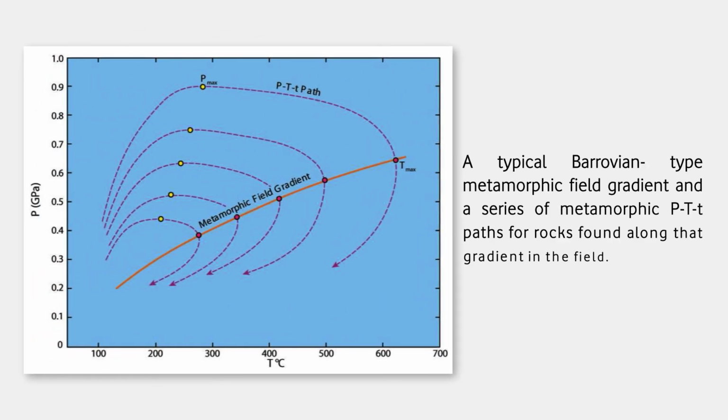Here again is the diagram. I am showing a typical Barrovian type metamorphic field gradient and a series of metamorphic PTT paths for rocks found along that gradient in the field. The temperature is shown on the abscissa and pressure on the ordinate. On my left hand side, the dashed contour line indicates PTT paths, and a continuous line shows the metamorphic field gradient in this diagram.